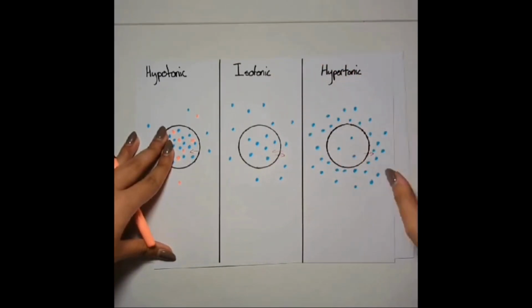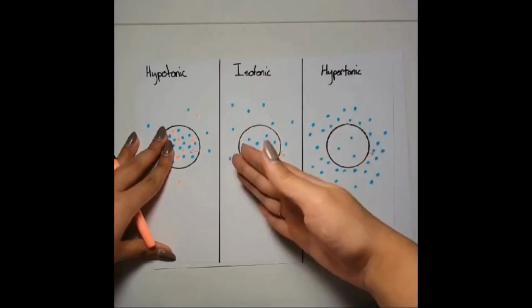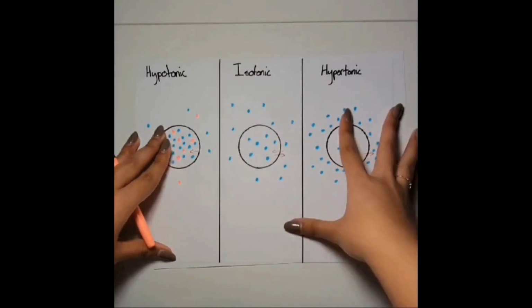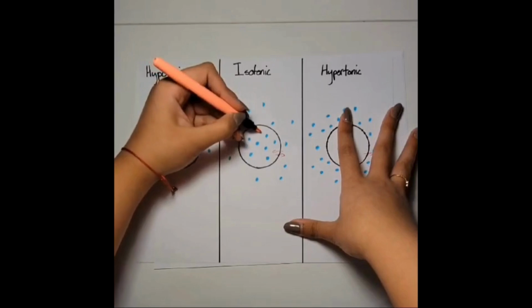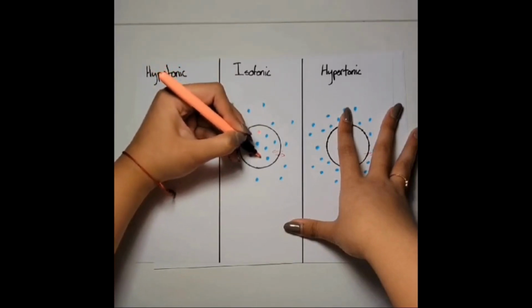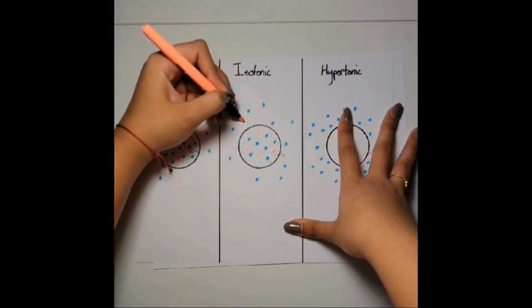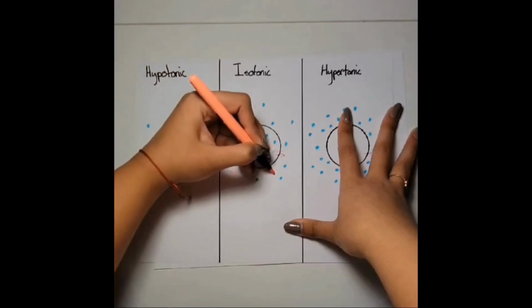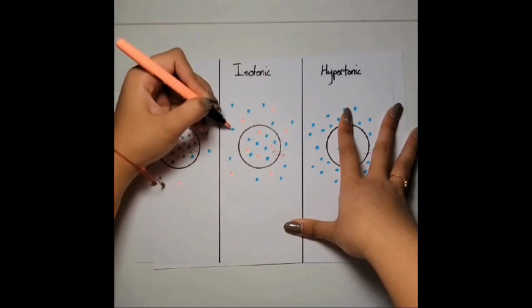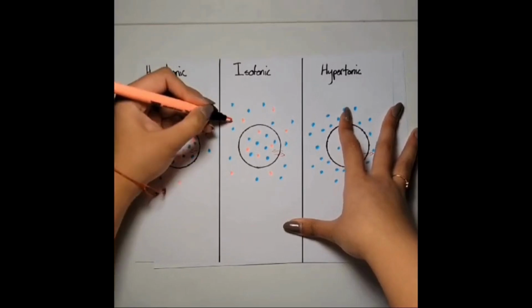And then in an isotonic solution, the solutes are more or less equal. So there's a constant cycle of water molecules passing in and out of the cell's membrane. To represent that, it would be like this. So it's more or less equal.